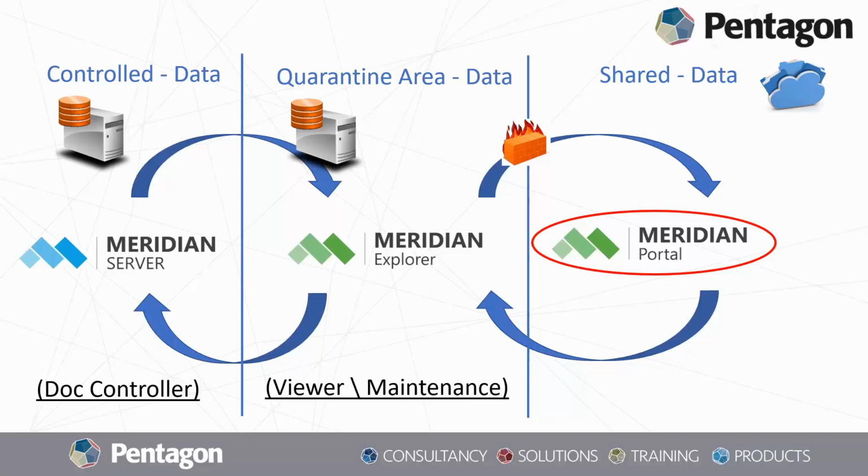So quarantined, secure, managed. Outside that firewall then is how the data would be shared from Explorer out to Meridian Portal, outside your firewall, where the contractors or other external bodies can get access to data. So no Citrix, no VPN required.